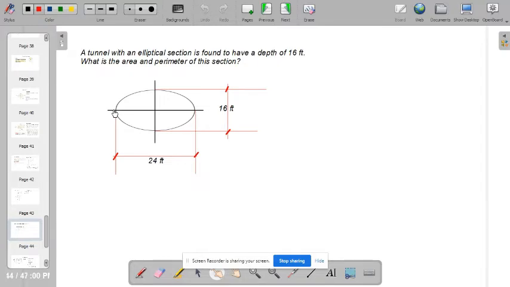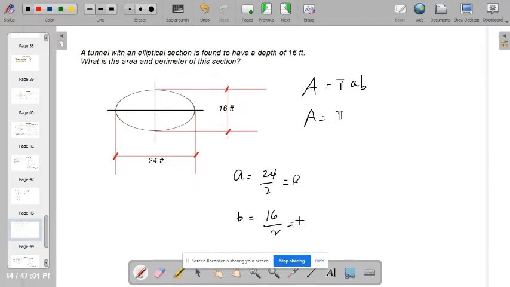Solving the area, so you get area is equal to pi times AB. So the area of the elliptical section is equal to pi AB. A is equal to 24 over 2, which is 12, and B is equal to 16 over 2, and that is 8. So substitute the values. You have 12 times 8.